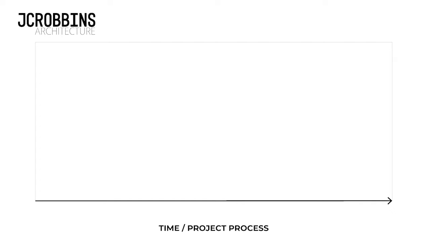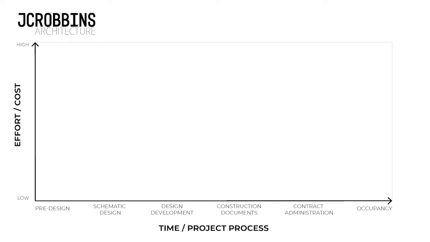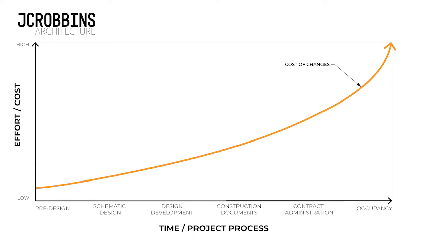A typical project progresses from pre-design through to occupancy. Throughout the course of design and construction, there are levels of effort and cost from low to high. The first curve shown is the cost of changes as the project progresses. In the beginning, the cost to change is very low because the drawings are preliminary and nothing has been built. The cost of change continues to rise exponentially as time moves along.